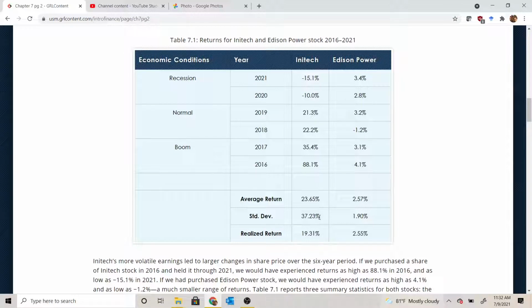If we look at Initech, the standard deviation for this company is much, much larger, 37.23%. That means the average for Initech was 23.65%, but the standard deviation, so the average distance each of these observations are away from that mean, is 37.23%, which is even larger than the average return.